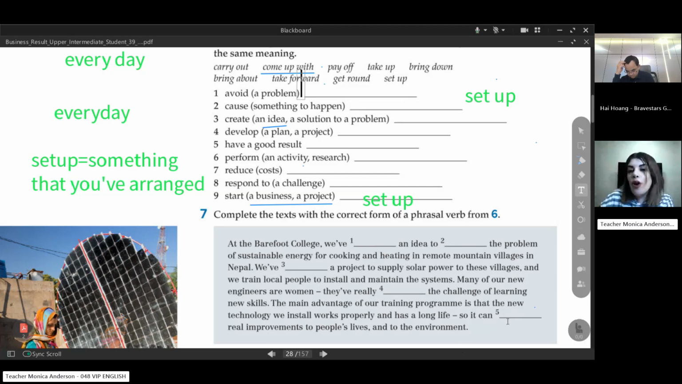Maybe, or we have another one. We have two verbs. Which one do you prefer? Take forward or bring about? Bring about and take forward. Which one would you prefer for number 5? It can bring real improvement to people's lives.